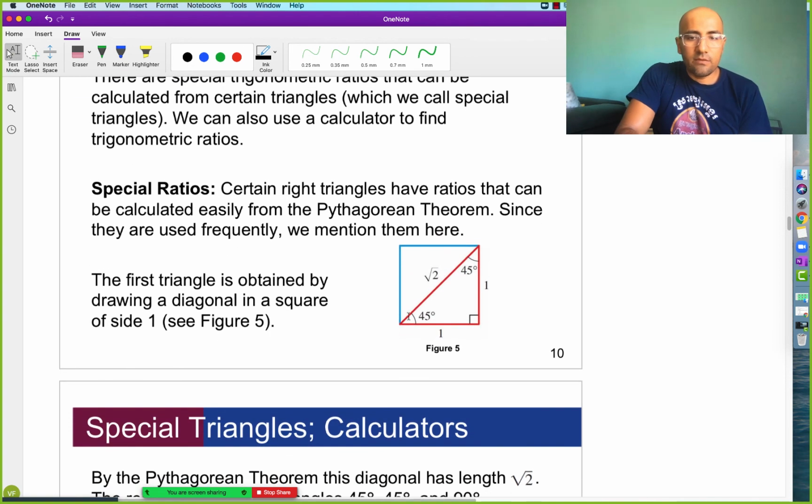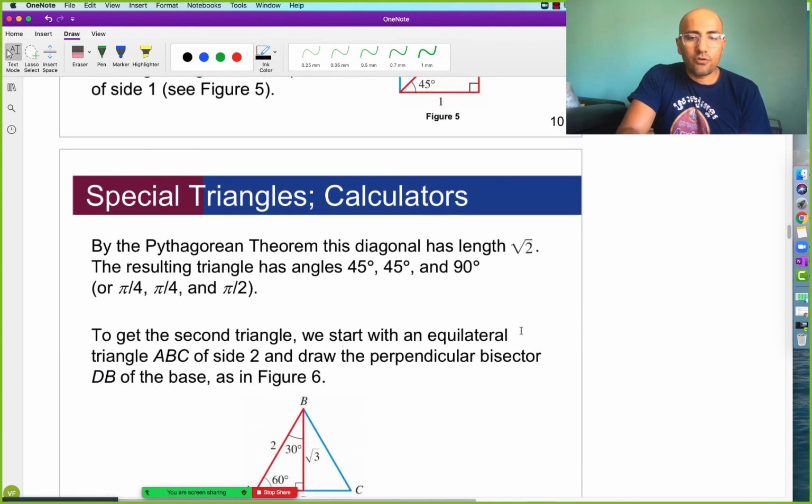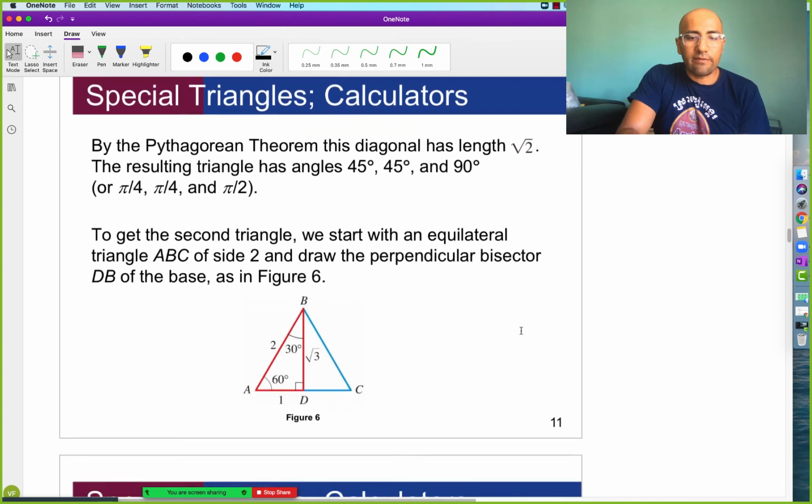This is the same thing they did. We have a square where all the sides are 1. We can go right across, chop it up. We get 45, 45, 1, 1, and then we can solve for the root 2. And then we got all the ratios involving 45.